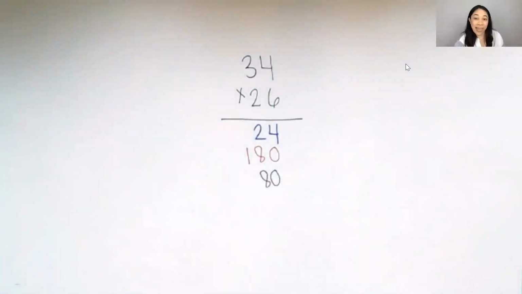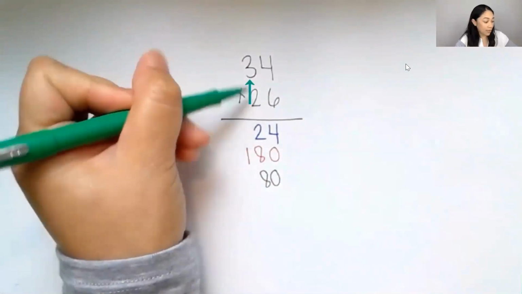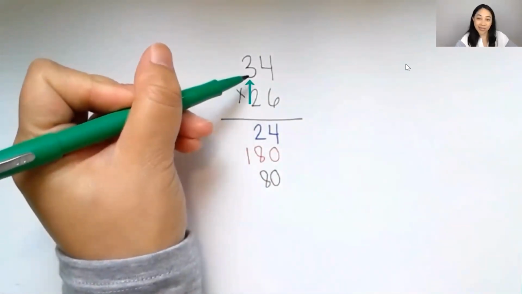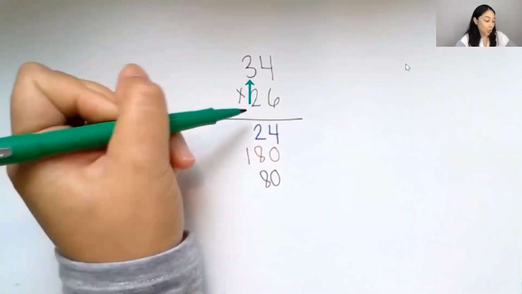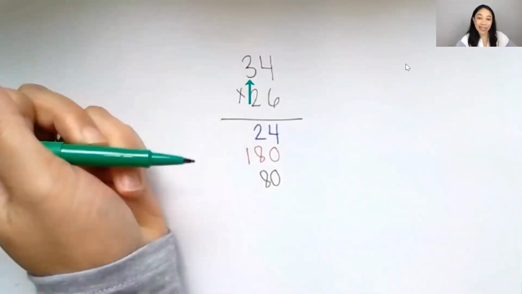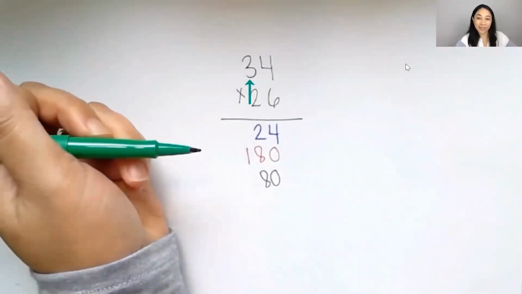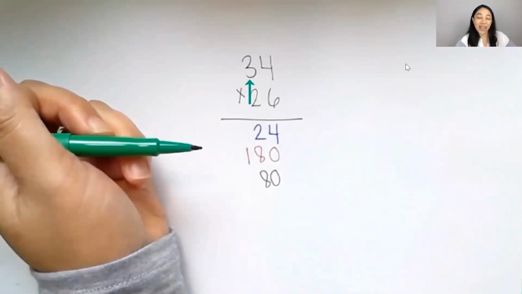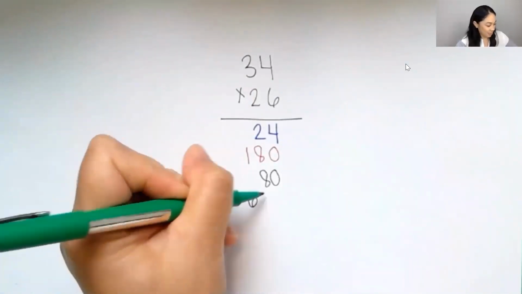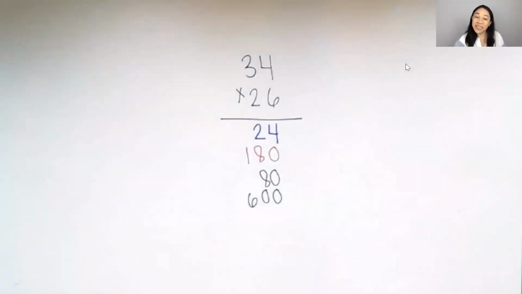What do we multiply last? 2 tens times 3 tens. And what is 2 tens times 3 tens? 6 hundredths. Notice that we have our 4 partial products. Let's again identify where they came from.